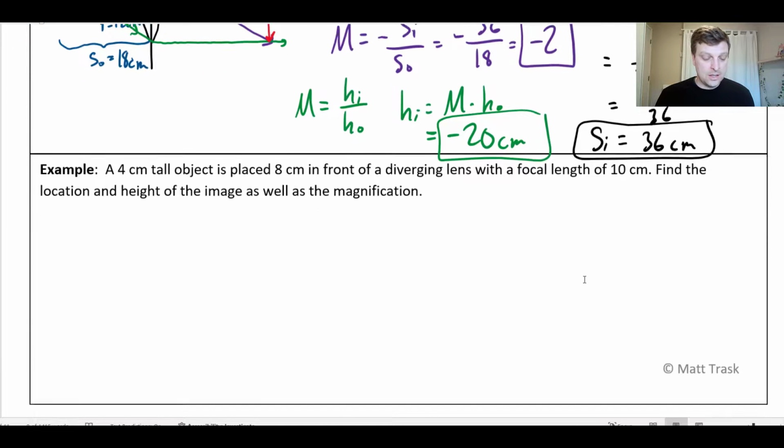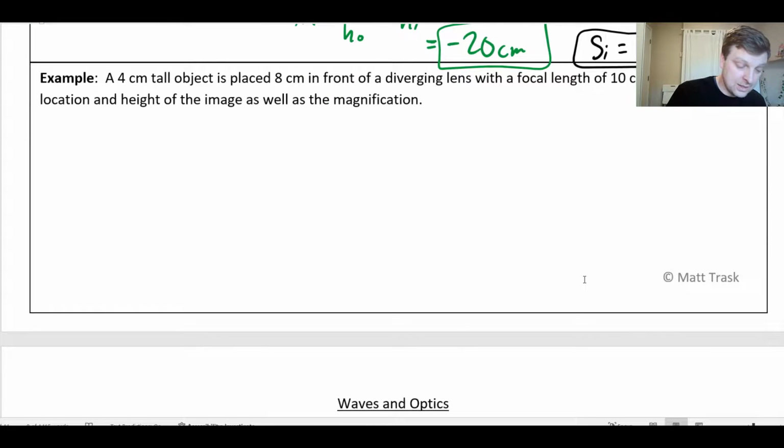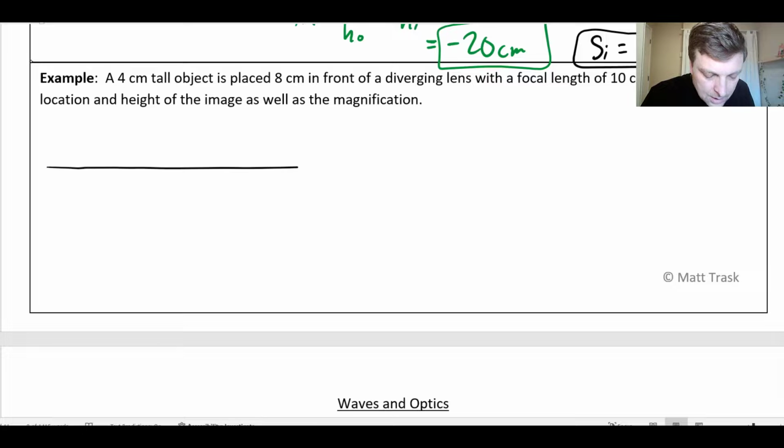Okay, let's take a look at one last example here. Now this is for a diverging lens, so we'll just sketch it out first and see what it looks like. Okay, so a diverging lens, which is going to look vaguely this way. Very nice. And I'll just draw my line down the middle.